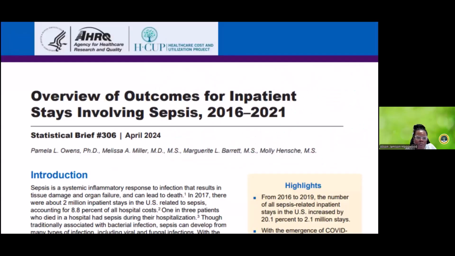So this slide here is another statistical brief, just the overview and outcomes of inpatient stays involving sepsis. Just to note that between 2016 and 2019, the number of all sepsis-related inpatient stays in the U.S. increased by 20.1% to 2.1 million stays. So that's kind of a significant increase. So facilities need to be aware and rapid in identifying sepsis cases in their facilities.